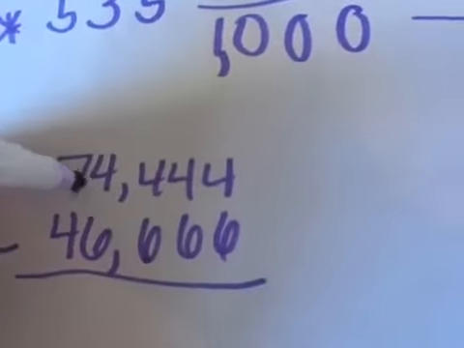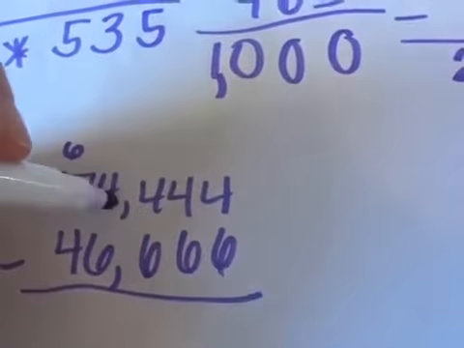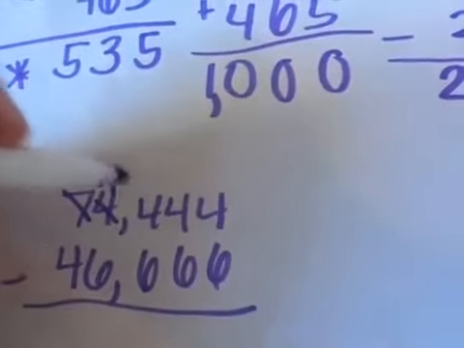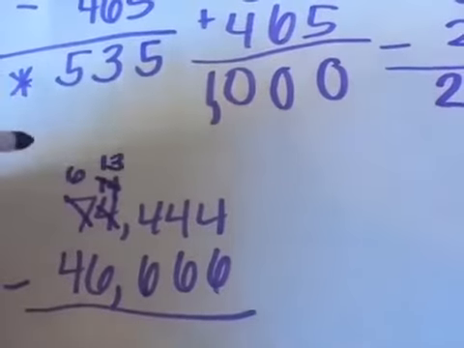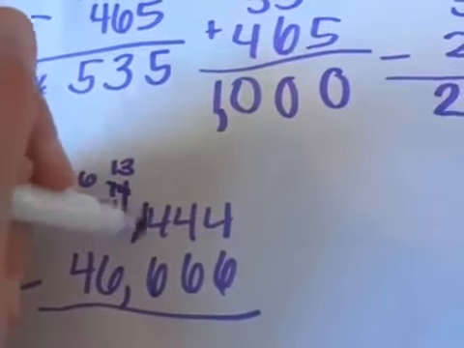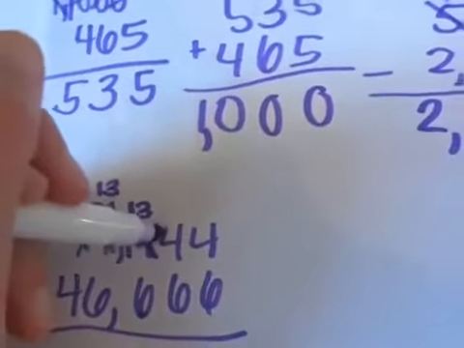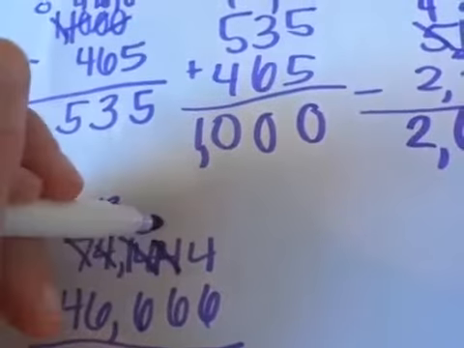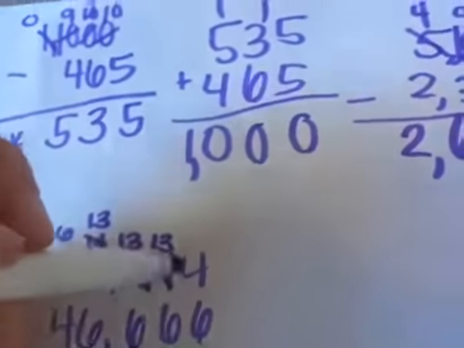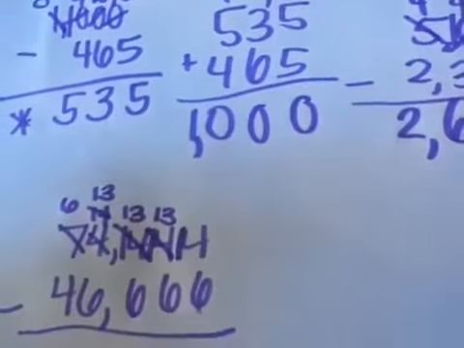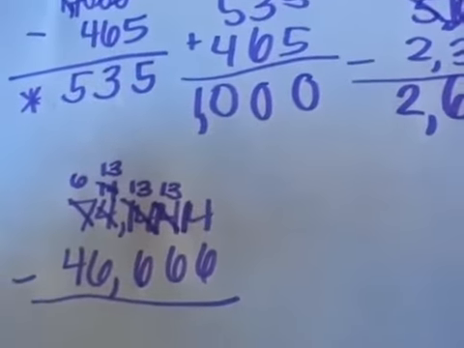So let's start. 7 becomes a 6. 4 becomes a 14. I got to borrow, so it becomes a 13. 4 becomes a 14. I got to borrow, so it becomes a 13. 4 becomes a 14. I have to borrow, so it becomes a 13. 4 becomes a 14. Now I can subtract.